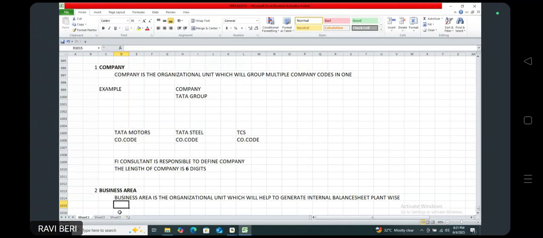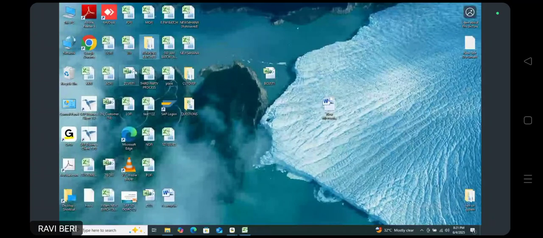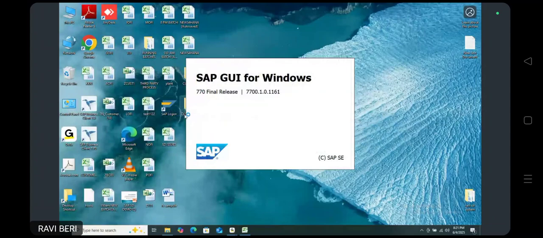So take this. The FI consultant is responsible to define business area. The length of business area is 4 digits. Whether it is 4 digits or 6 digits, this is only a code for internal purpose. The name you can have is whatever name your client is having. Someone asked, okay, so if you have some confusion, this code is only for internal purpose.